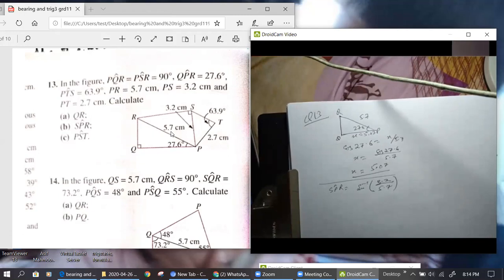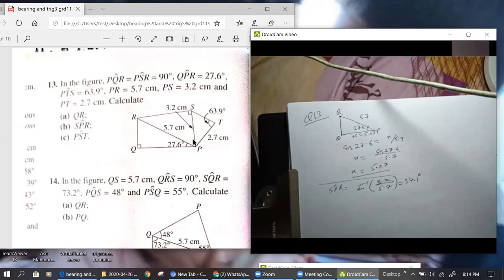3.2 divided by 5.7 equals 0.561. So sine inverse 0.561 is 34.12, about 34.1 degrees. Sometimes in the exam they ask for some decimal places or rounding to a whole number, so you can handle that. Now next is PST.